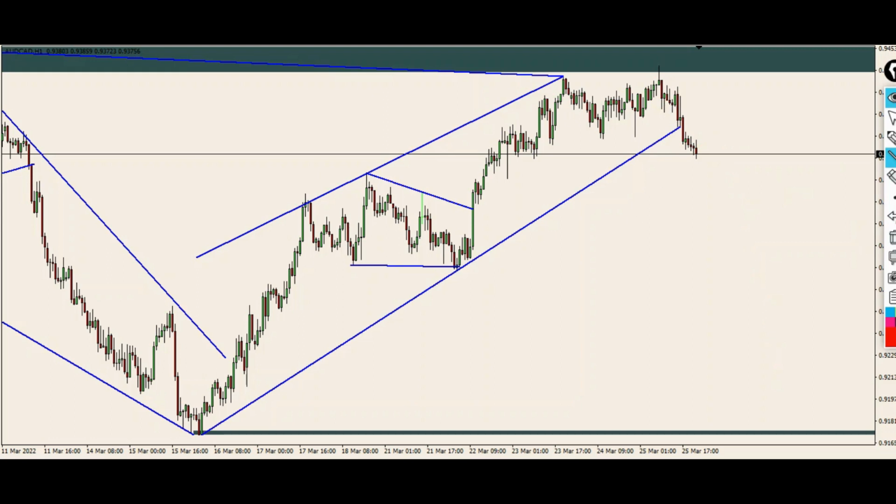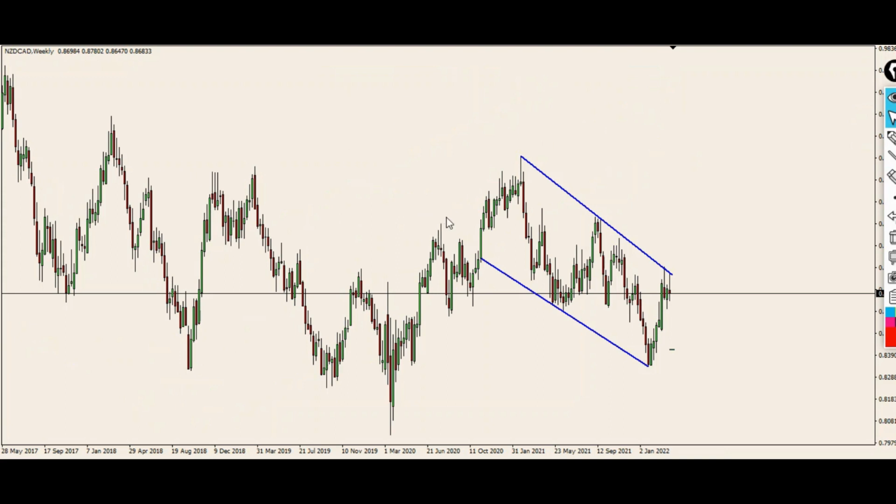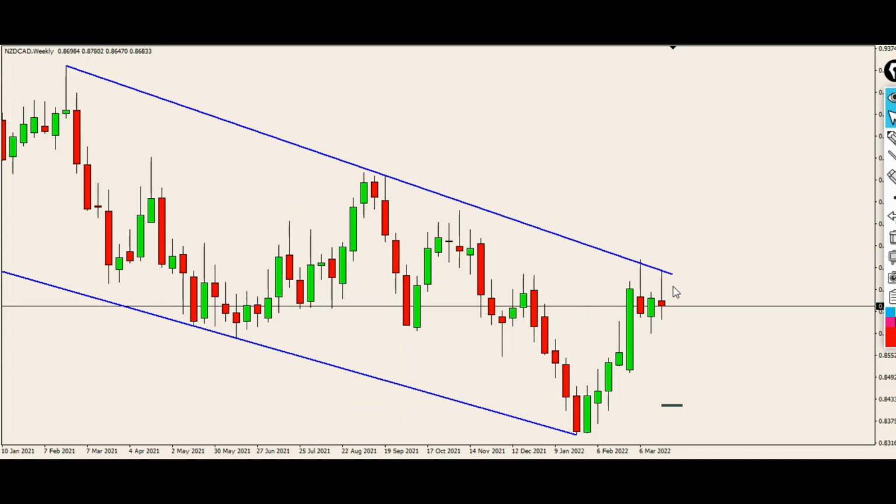Right, with NZD Cad we see the same or a similar structure, but this time around this is a descending channel, and again we see these rejections here, these two rejections, these two candlestick patterns, which are major rejections of this trend line, and we may anticipate a drop to the low. So let's go on the daily to see more clearly what's going on.